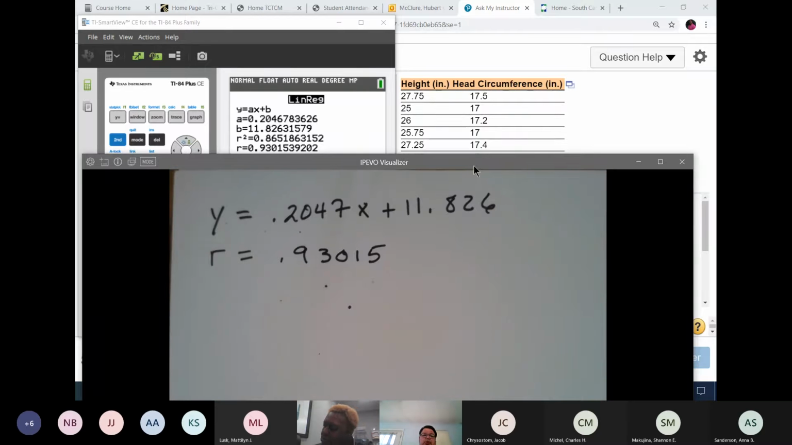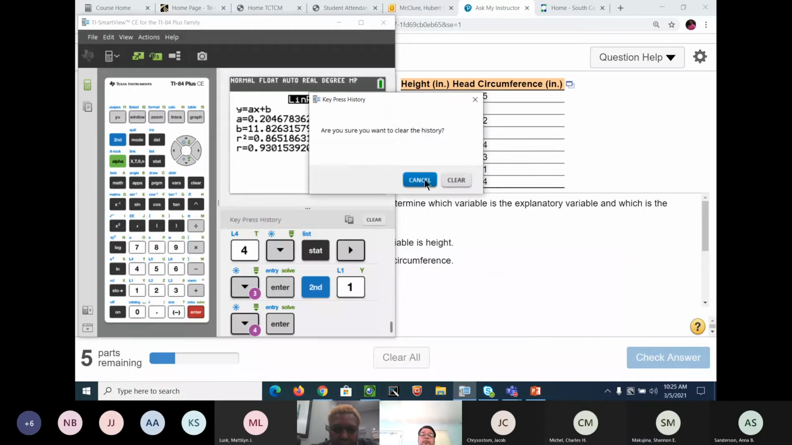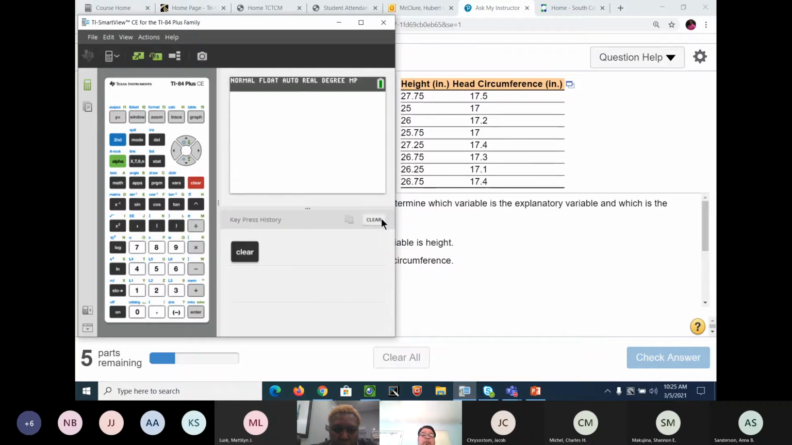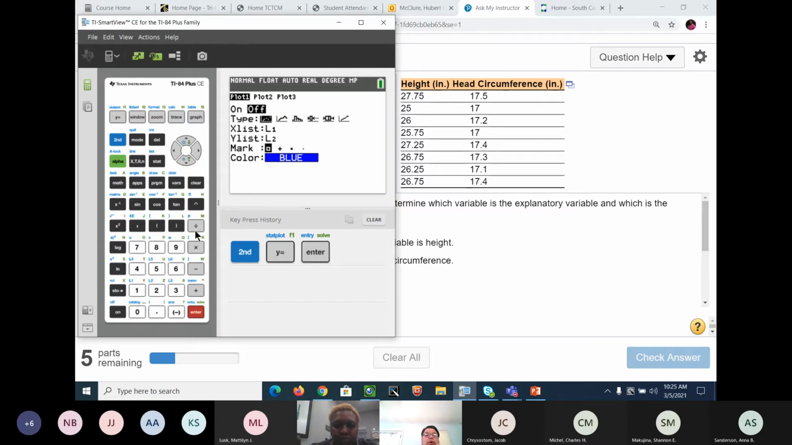Draw the scatter plot so you can pick it out of your question. So here's how you do it. I'm going to clear everything. Or hit second, quit, and get out of everything. Then Y equals. And see, all of mine are off. So I want to turn the first one on. I hit enter and hit on. I hit enter. There it is.